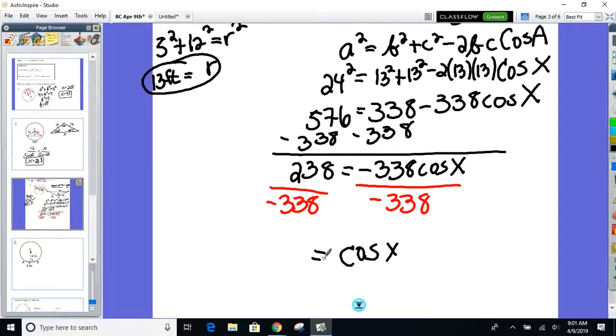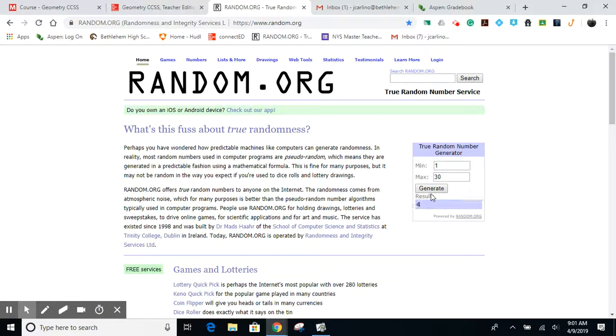Cosine X, I didn't leave that as a fraction. Sorry, whatever that comes out to be reduced. That's not my answer. I need to find the angle, right? There's one magic step we have to go to now. One magic step up here. I need to do what to find the angle?